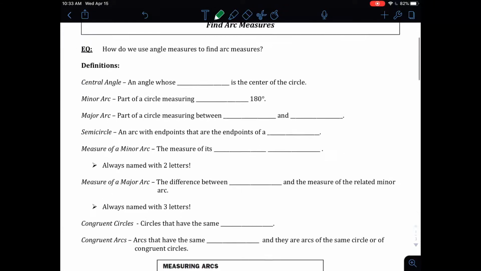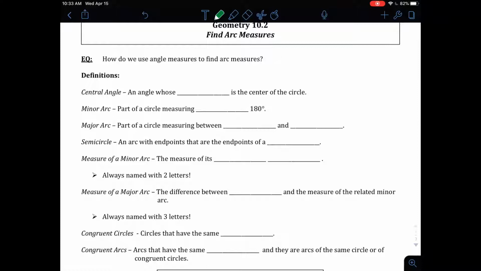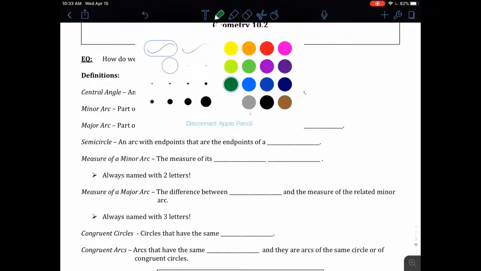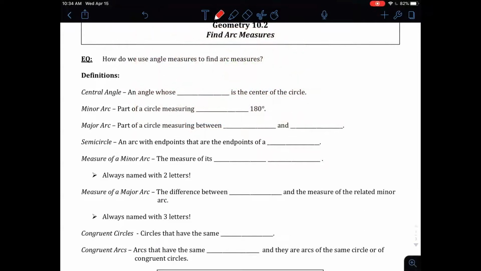So we have some definitions to fill out first. I'm going to draw some pictures for you guys, too, to make sure you know what we're talking about here. So we have central angle. A central angle is an angle whose vertex, whose what? Vertex is the center of the circle.